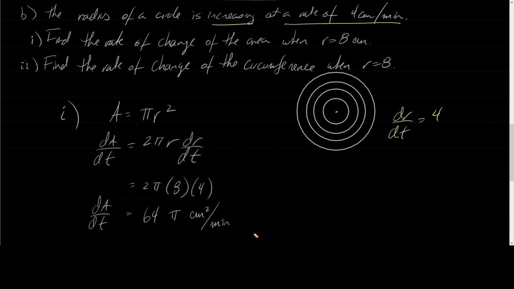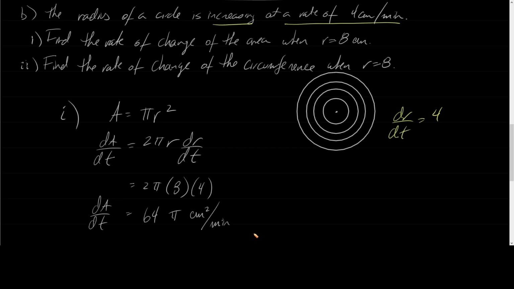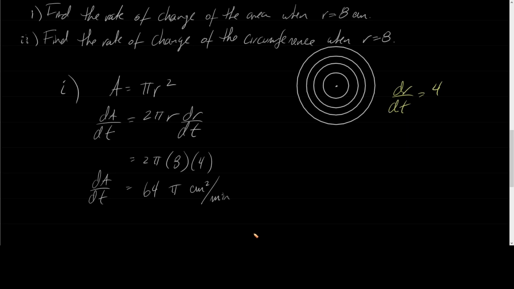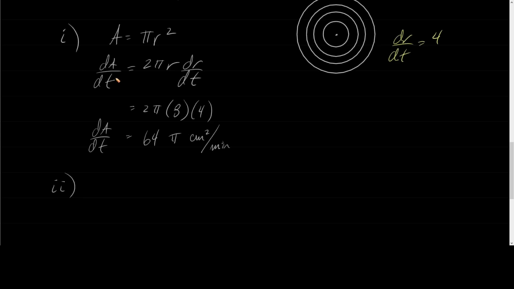All right. So now let's do the second part. Find the rate of change of the circumference when r is equal to 8. Okay. So we're going to start in a very similar way, but now we're going to start with circumference. And circumference is equal to 2 pi r.